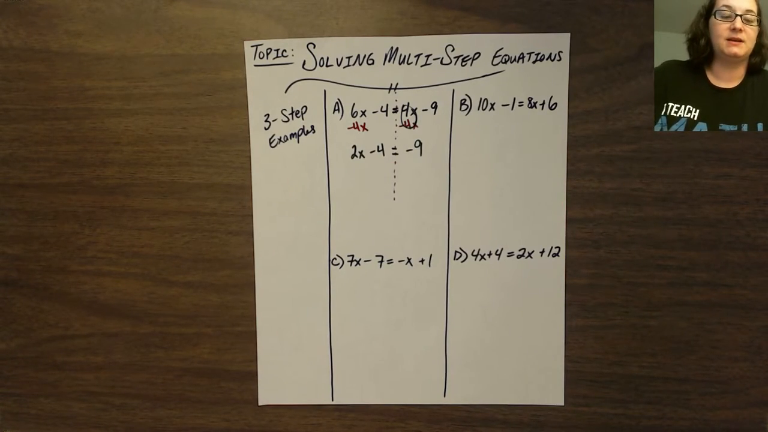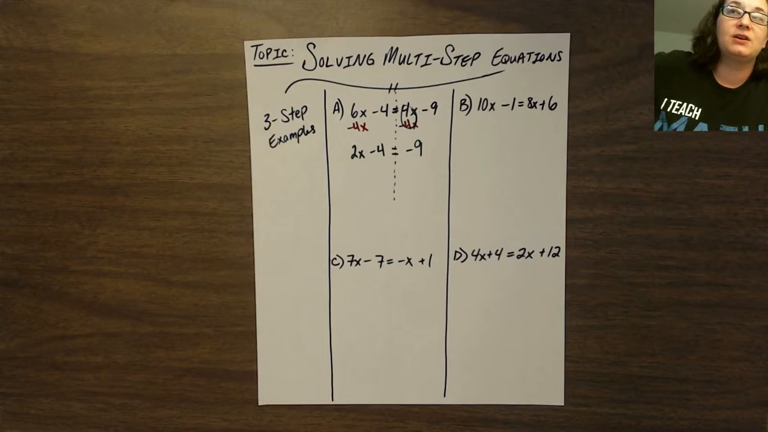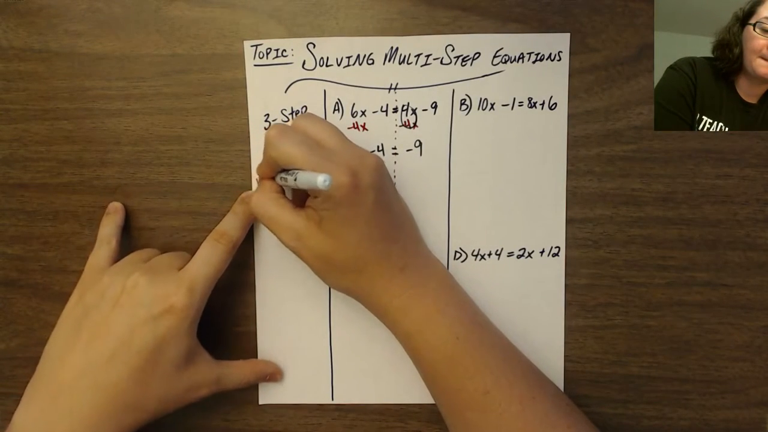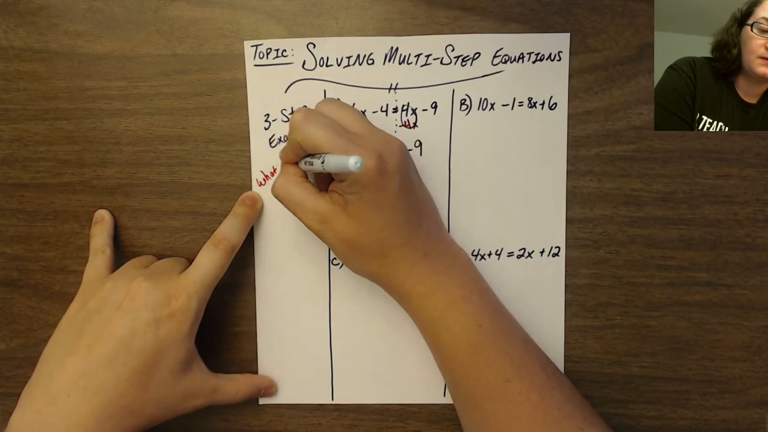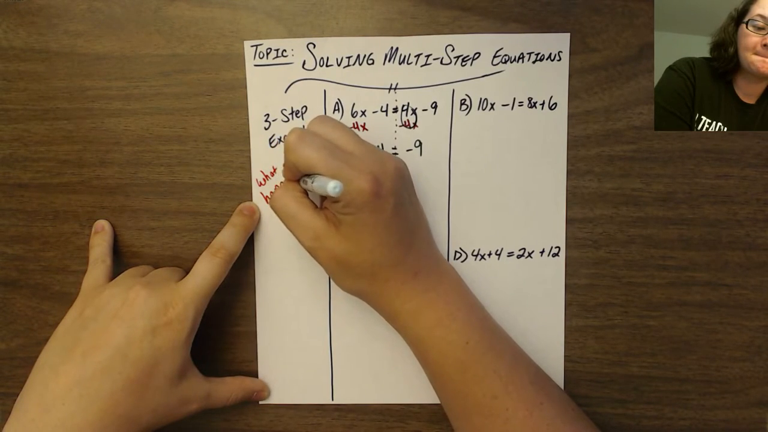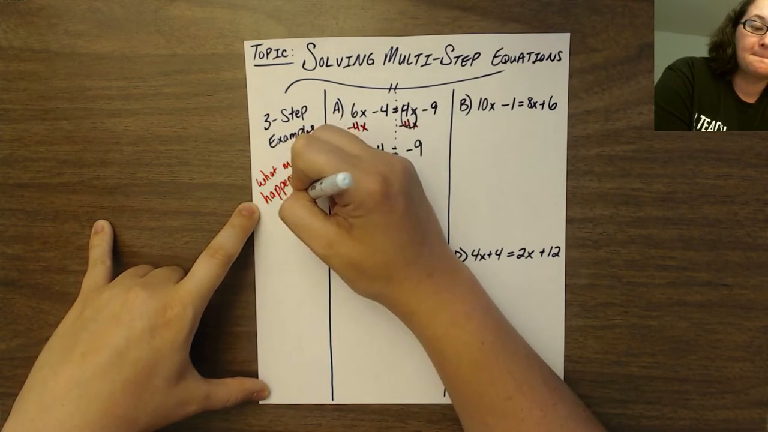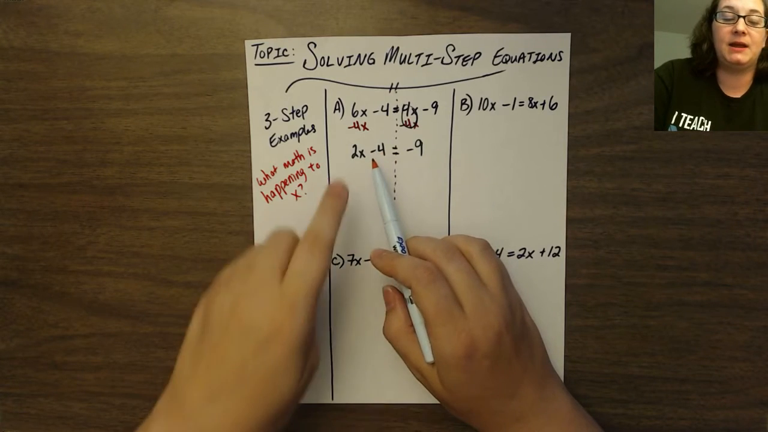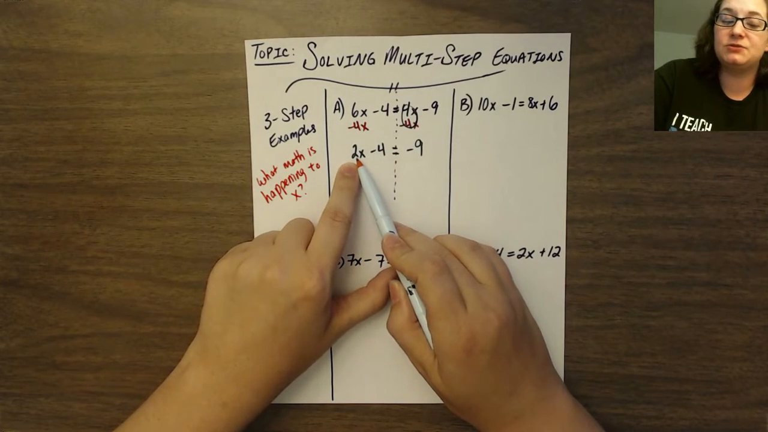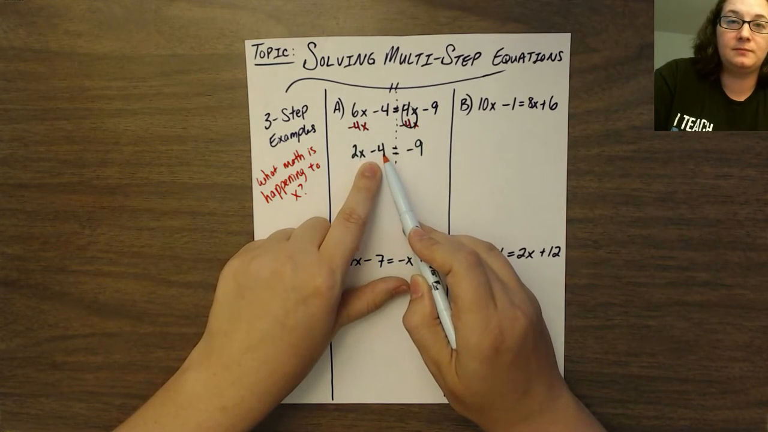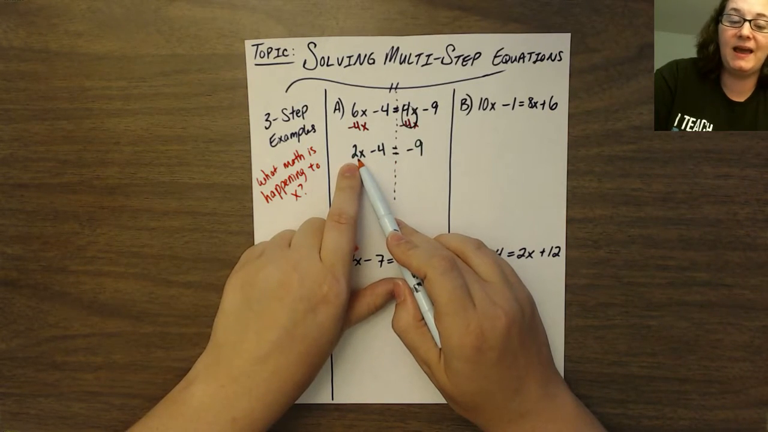So next, I need to ask, what math is happening to x? And then how do I undo that math? So I'll go ahead and write that over here. What math is happening to x? Or to your variable? And if I ask you what math is happening, there's a 2 next to it, and since there's no symbol between the 2 and the x, it's being multiplied. And there's also a minus and a 4. So it is being multiplied by 2 and subtracted by a 4.